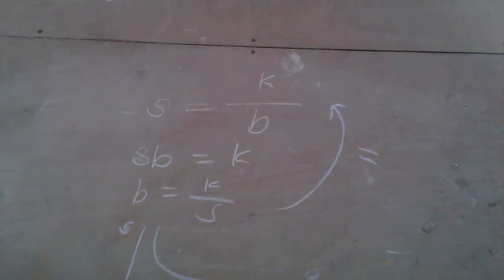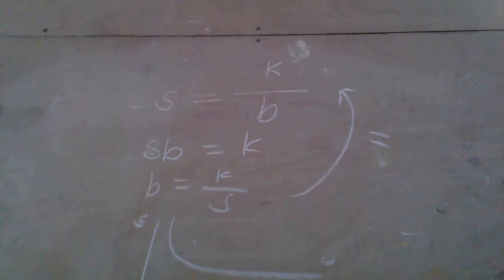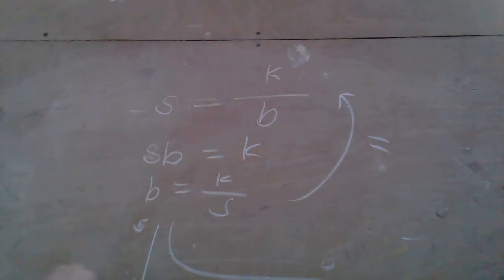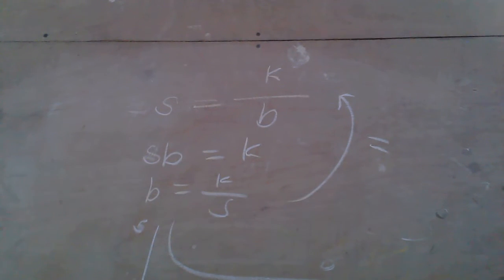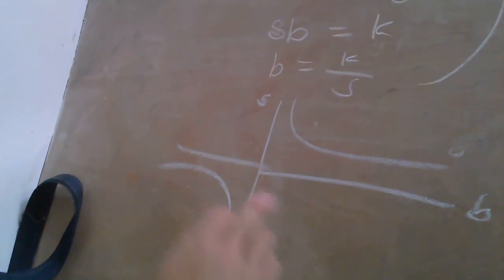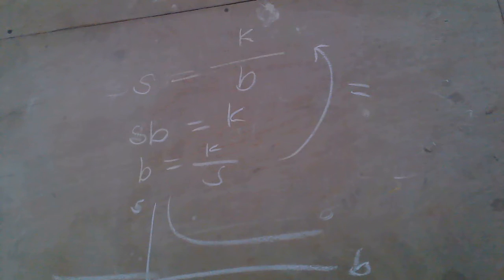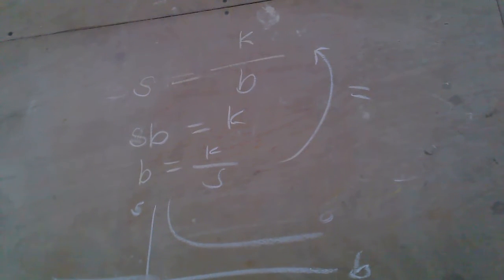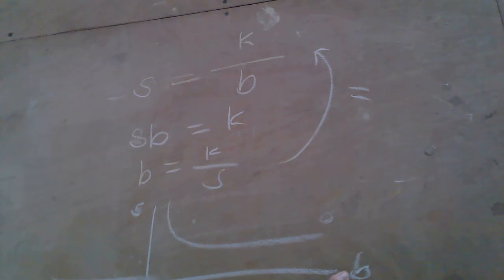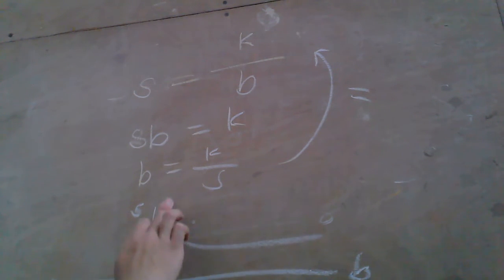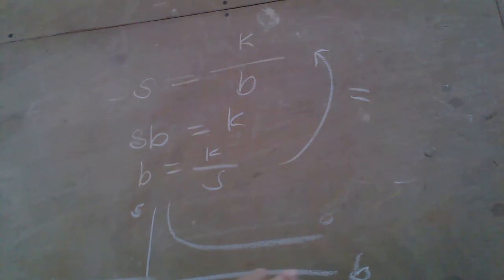Or it could be the other way, like that. Like that, it could be like that, but it's mostly like this. So as we notice, as B increases, as the breedability increases, the S, the submissiveness, decreases. And as the breedability decreases, the submissiveness increases.